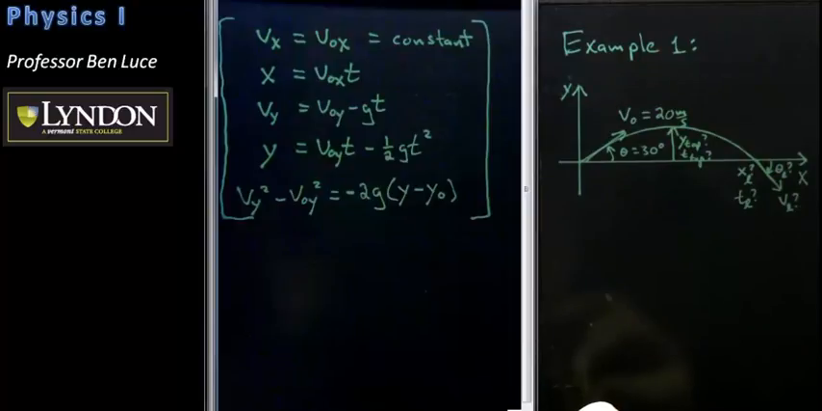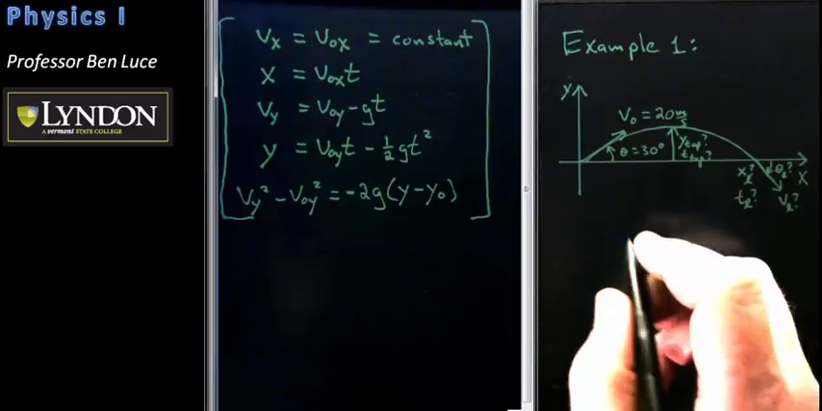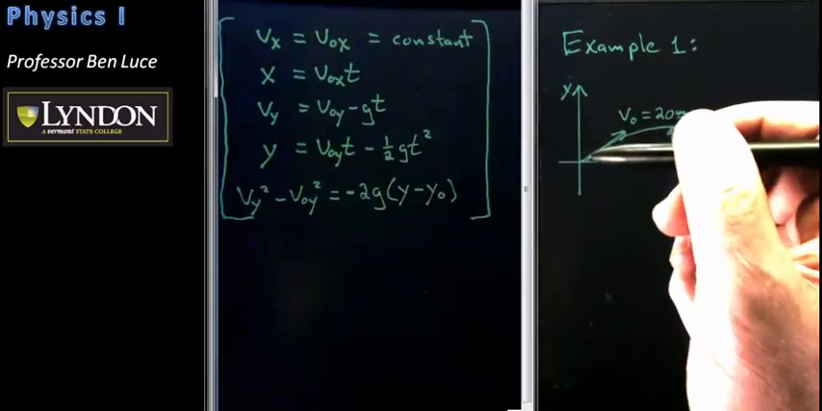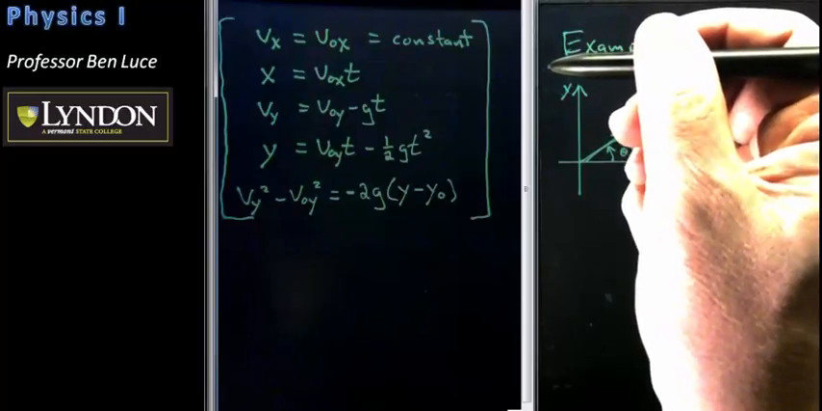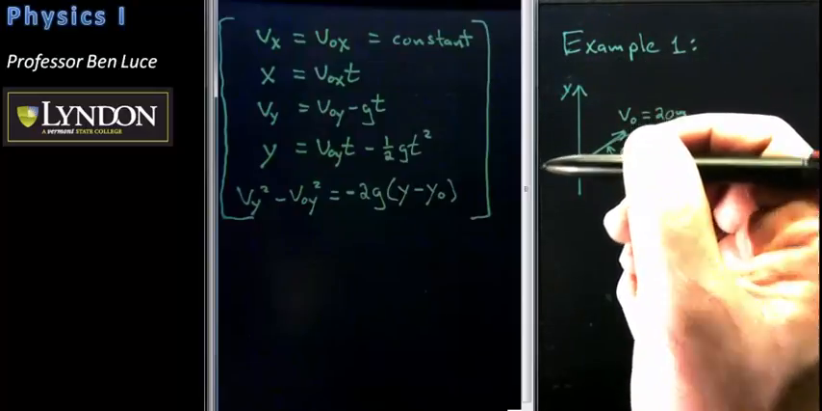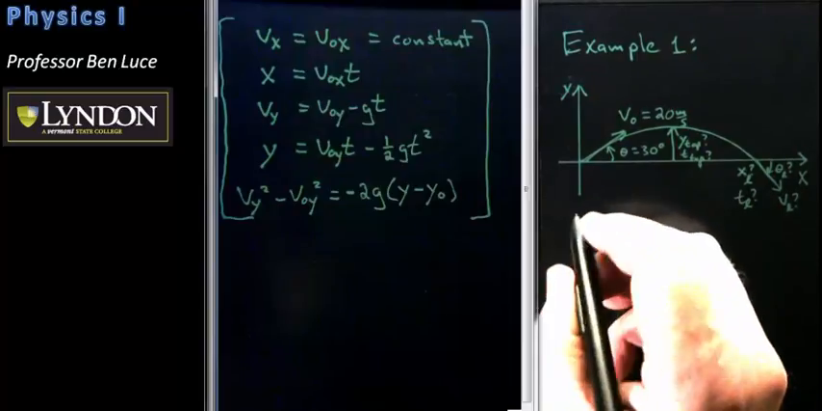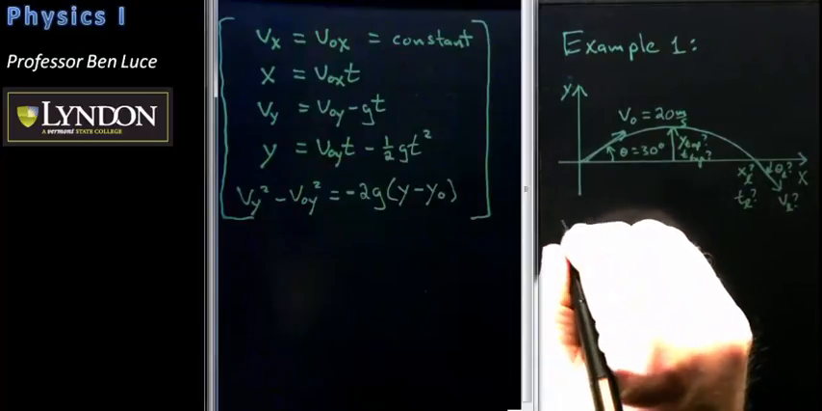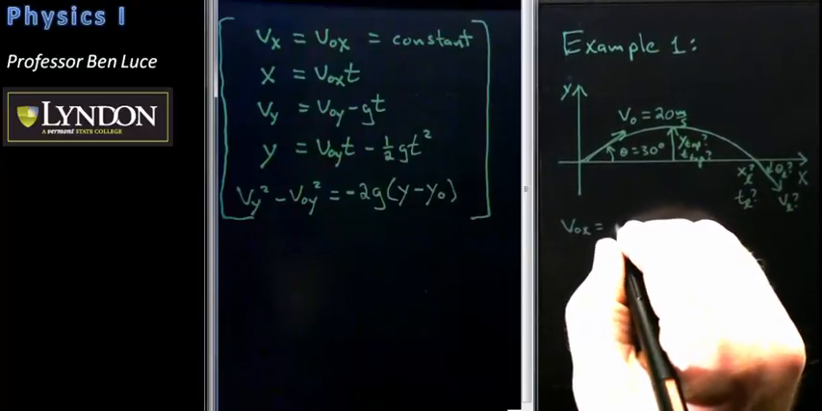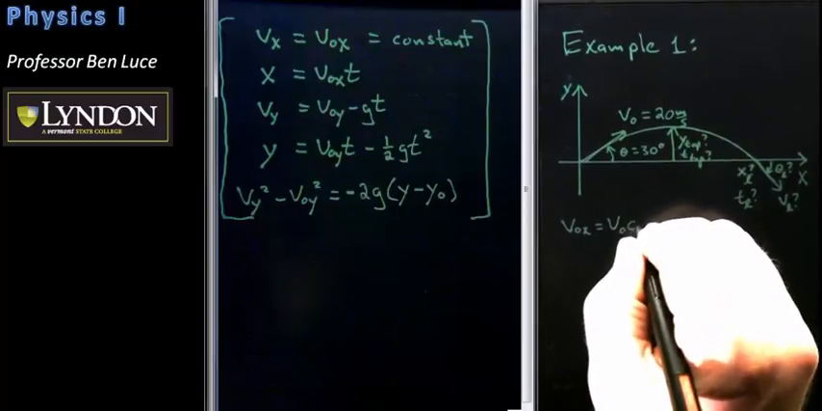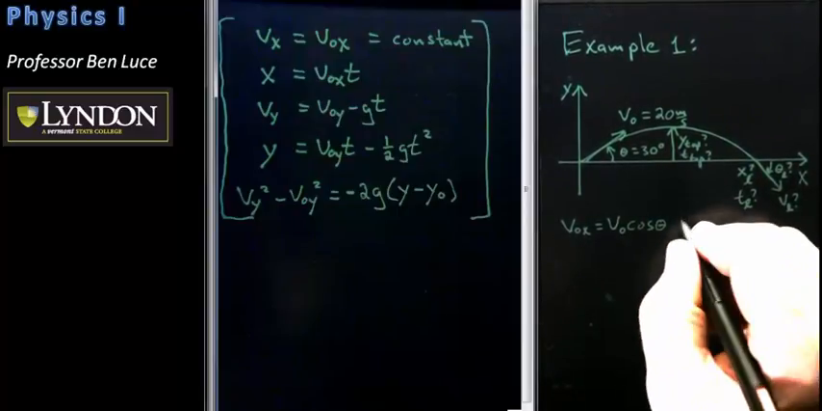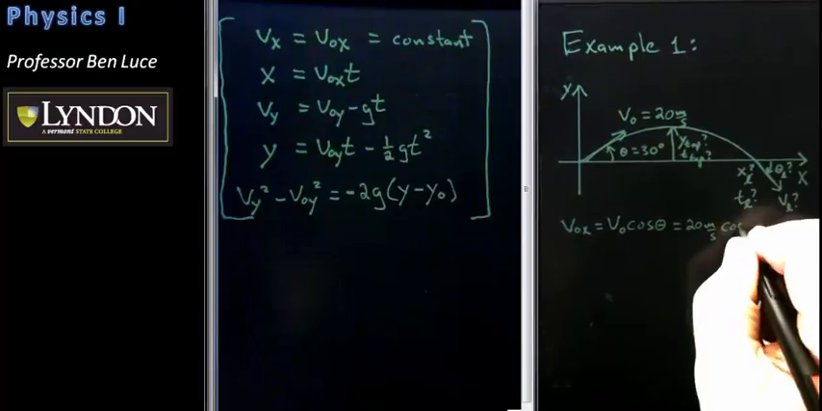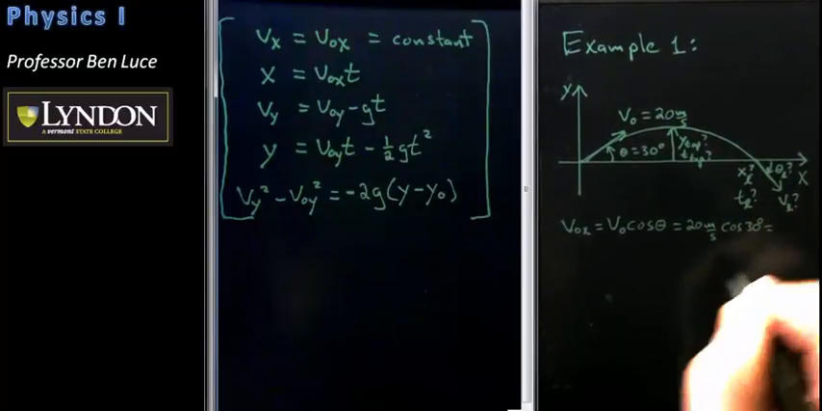All right, let's proceed. We need a strategy to do this. And if we look at our equations to the left, you'll notice these equations have V naught x, V naught y. So we need to calculate those quantities first, and then we can take a look at how we might ferret out the rest of these. So let's begin. By trigonometry, V naught x is equal to V naught cosine theta, which is equal then to 20 meters per second times cosine of 30, and we'll compute that in a moment.